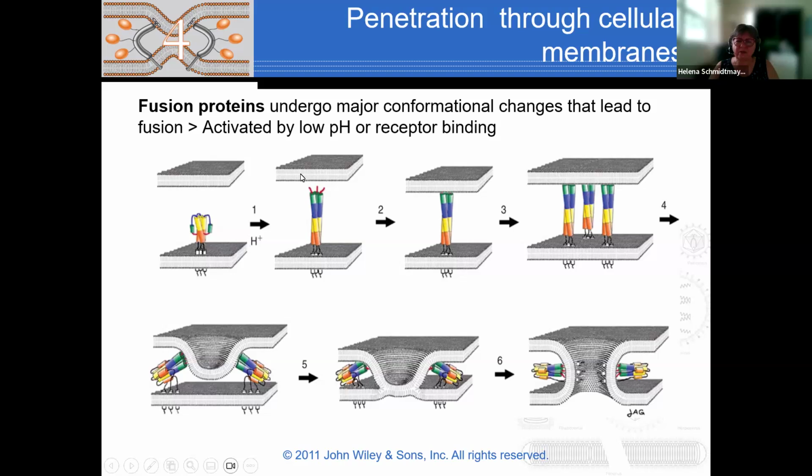So once those fusion proteins are exposed, they are hydrophobic and they insert into the target membrane. And you see they are trimeric and several of them insert. This insertion triggers a further conformational change and they start to fold, and this brings the two membranes together, and as the membranes fuse, it creates a channel through which the viral nucleic acid can be released.